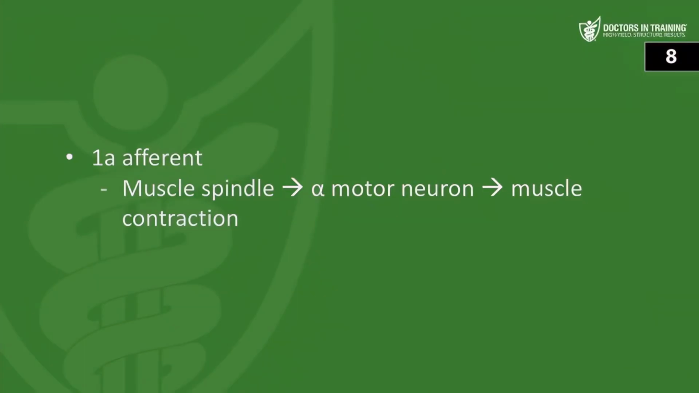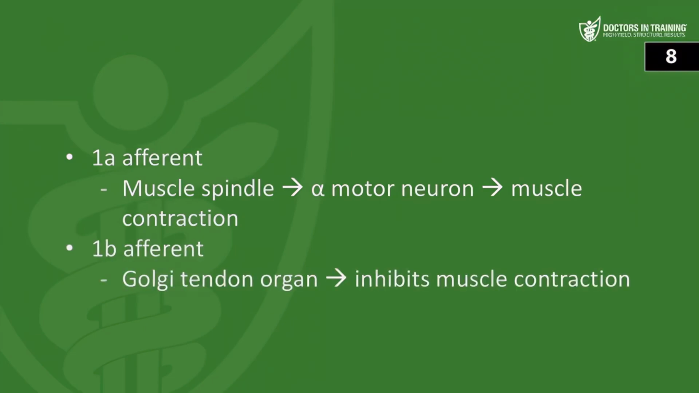Next, what are the differences between the 1A afferent motor pathway and the 1B afferent motor pathway? So the 1A afferent comes from the muscle spindle and stimulates the alpha motor neuron so that you get some muscle contraction. The 1B afferent comes from the Golgi tendon organ, and it eventually inhibits muscle contraction.